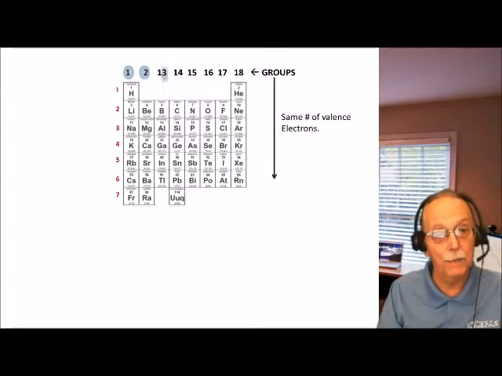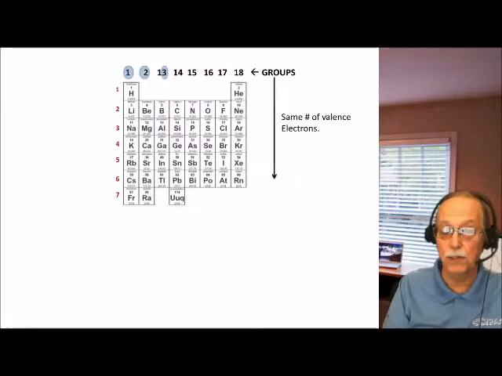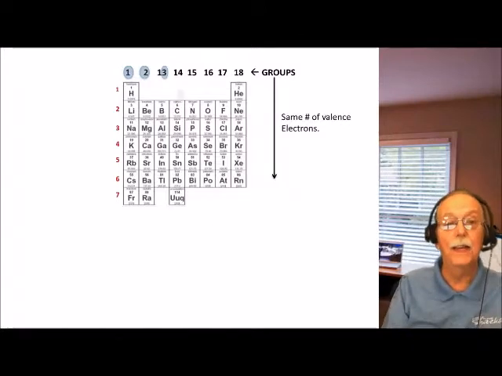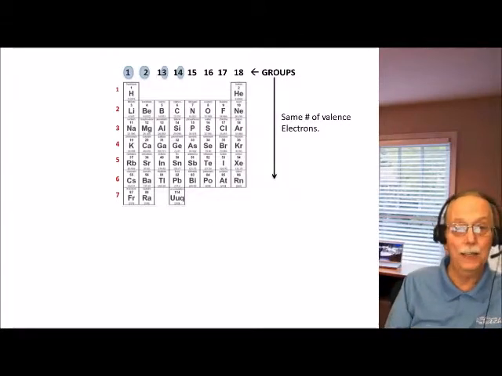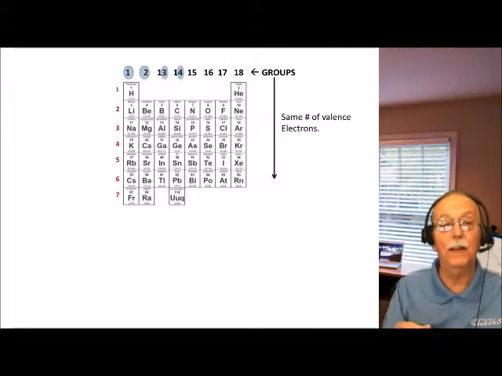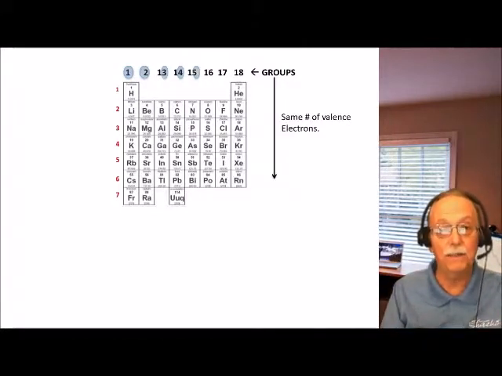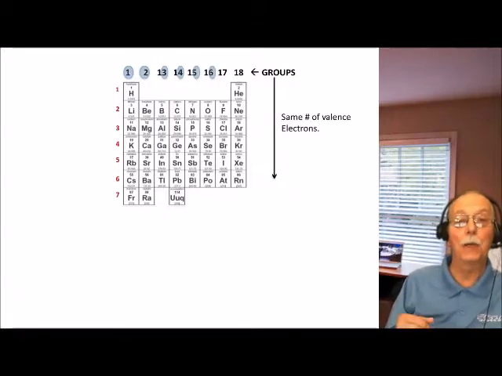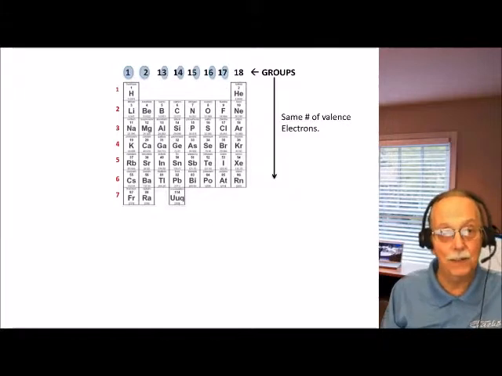And every atom in group 13, you notice there's a 3 there, has 3 valence electrons. And if you haven't guessed it already, every atom in group 14 has 4 valence electrons. And every atom in group 15 has 5. Every atom in group 16 has 6. And every atom in group 17 has 7.